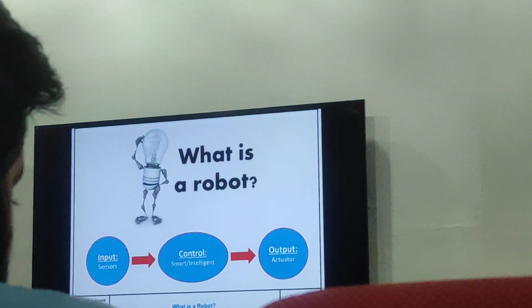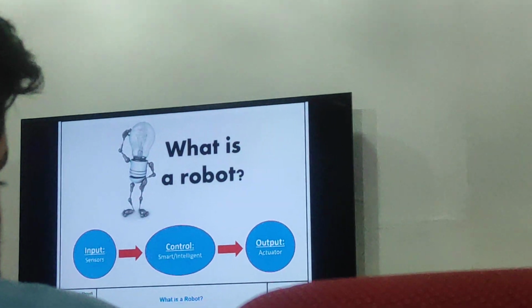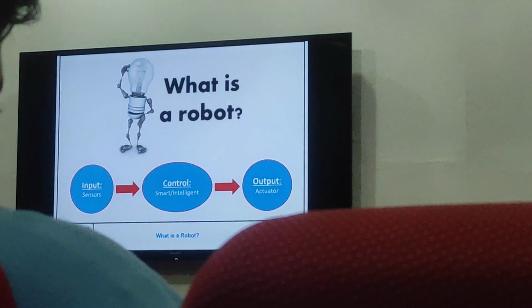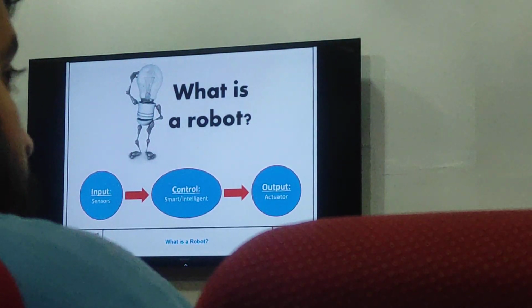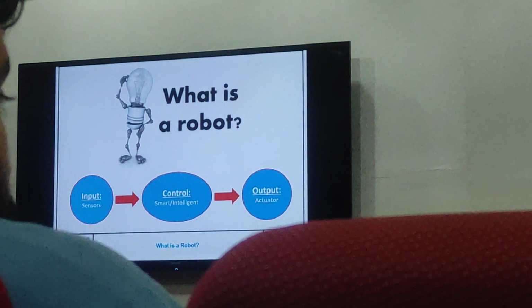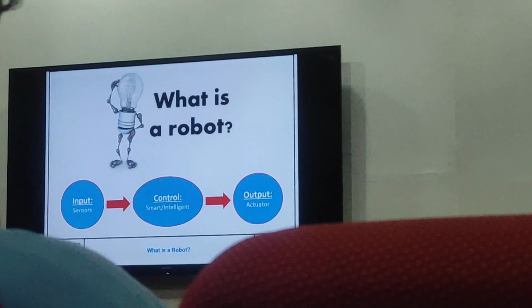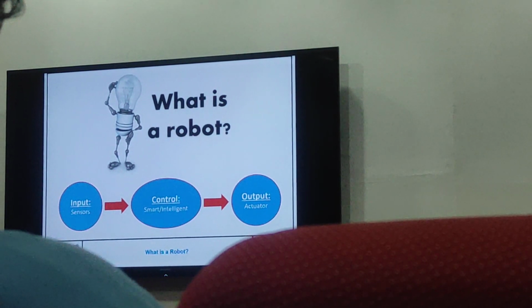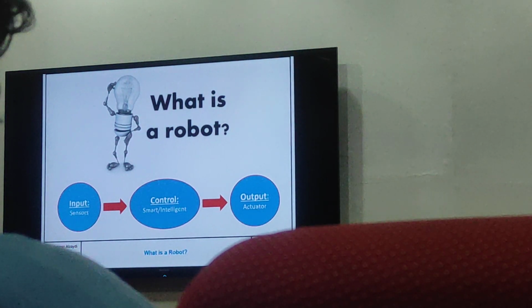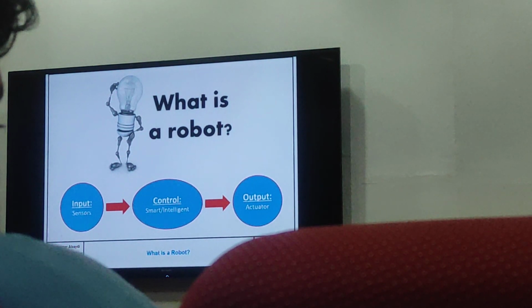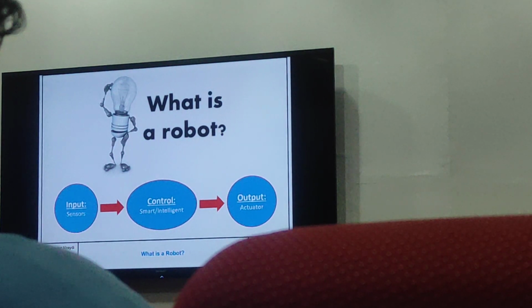Also, as a quick introduction, I need to identify the concept of a robot. What is a robot to you guys? To roboticists, to me, a robot is simply a system that has an input, some control, some brain, and an output. That's a robot. When we talk about robots, you might imagine some crazy humanoid type of robot. But really, it's a system that takes in some form of input from a sensory system, processes that, and provides an output. Your car is a robot.